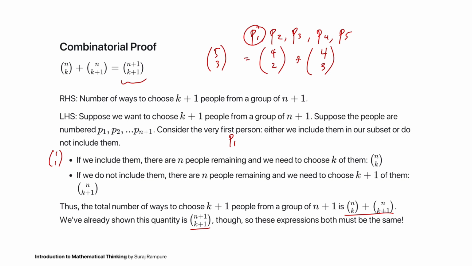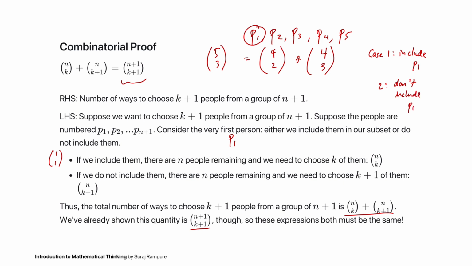Yeah? Can you explain again why it was 4 choose 3? Sure. So suppose our goal again is that we have 5 people and we want to choose 3 of them. There's 2 cases. The first case is we include person 1, and case 2 is we don't include person 1.